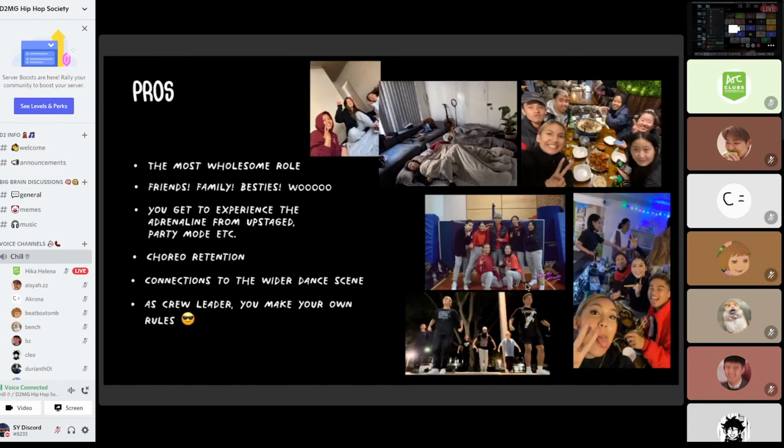And as a crew leader, you make your own rules. So if you want to have your own impromptu photo shoot with your crew, you can do it. If you want to wear all purple and green in your performances, it's all up to you, basically. You can do anything with your crew that you think will be best. It's limitless. Next.